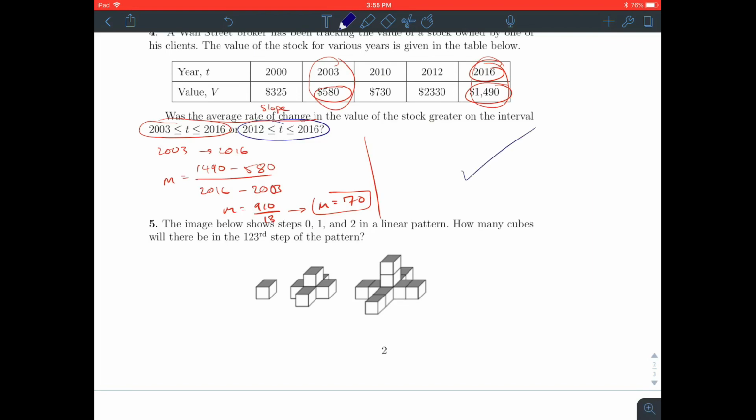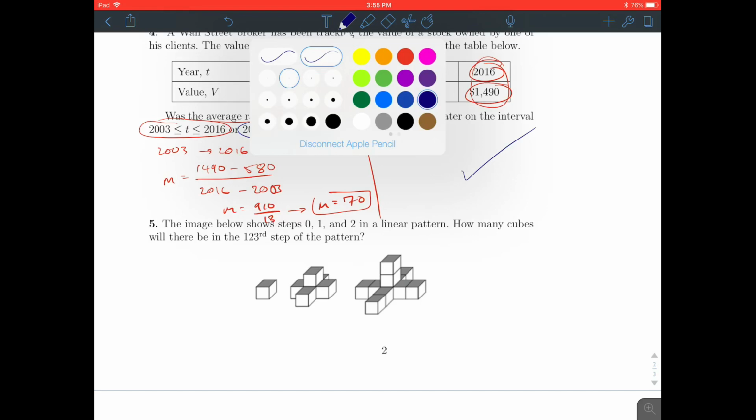For the blue interval, I'm going to leave you guys to do this on your own because it's similar, and you'll have to do the final comparison yourself.